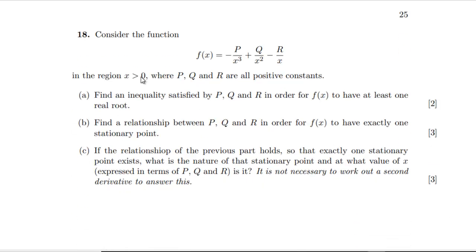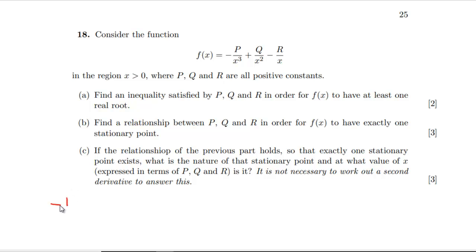All right, consider this function where we've got various positive constants, p, q, and r. Everything's positive. We've got x greater than 0 as well. So find an inequality satisfied by p, q, and r in order for f of x to have at least 1 real root. Right, so let's try and solve all of this. We can multiply through by those x cubes as well. So anyway, let's get this all on the flat.